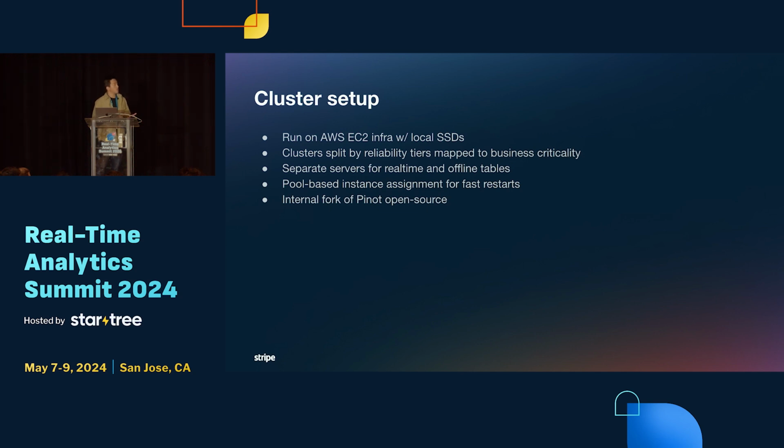In terms of overall cluster setup, we primarily operate on EC2 infrastructure with local SSDs to optimize for performance. Our clusters are actually split by reliability tiers based on business criticality. So the highest tier being merchant-facing APIs, while our lowest tier maps to something like internal tools where it's less critical. We use separate servers for real-time and offline tables because the workload profiles are fairly different.